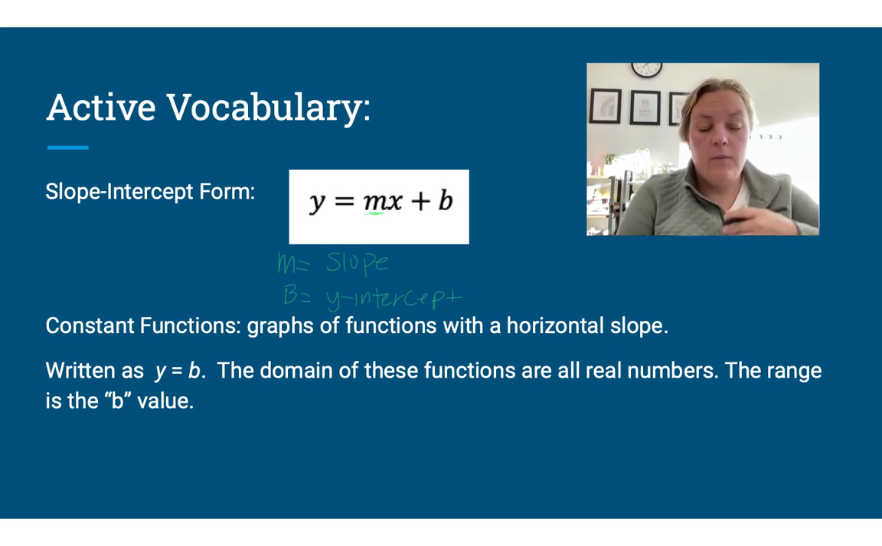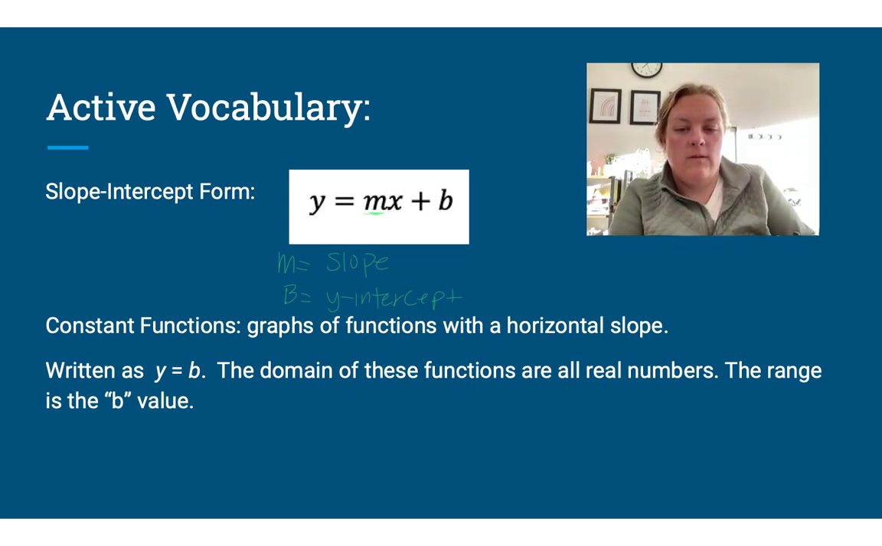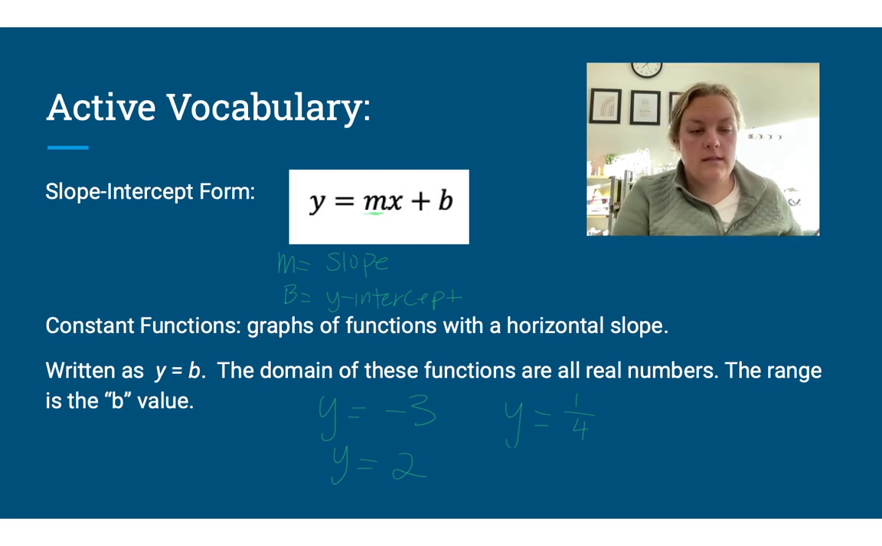We will use the words constant functions, and they are a graph of a function with a horizontal slope. So they will be written as y equals a number. So y equals -3 is a constant function. Y equals 2 is a constant function. Y equals 1/4 is a constant function. So the domain means that these x values exist everywhere, and the range will be known as the b value. Notice how these do not have a slope. That is because their slope is 0. We will talk more about those in the next section.